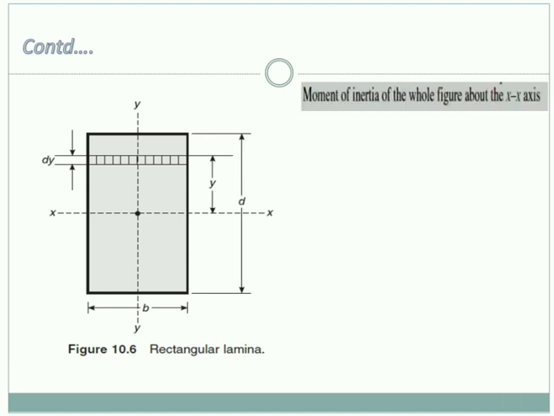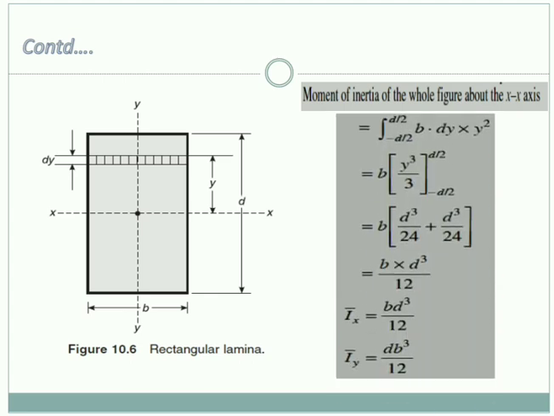Further, if we want to find moment of the whole figure about xx axis, the whole figure consists of such various number of elemental strips. We can divide this rectangle into n number of rectangle strips. That means it is integration. So integration of b into dy into y square. So the concept goes easy. First we are finding the moment of inertia of one strip. Then when we consider the entire figure, this figure is made up of such number of elemental strips, hence we have to take the integration.